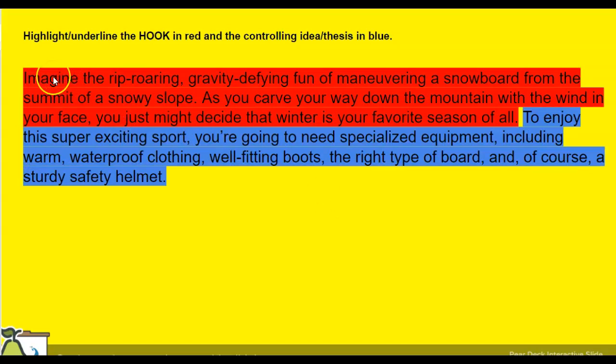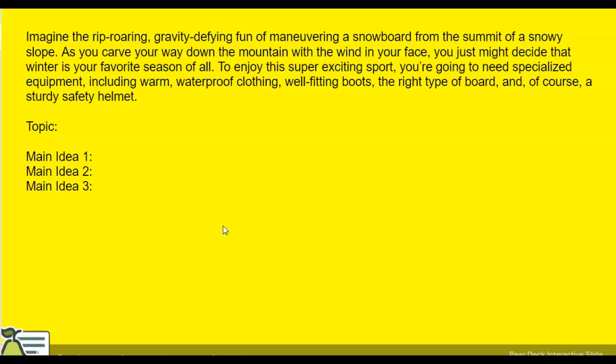If we were to look at the hook, that part is all highlighted in red, and the controlling idea is all highlighted in blue. In this case, what is the topic of this paragraph? It's the same paragraph as before. What's the topic? What are the main ideas? Remember, you can find those in the controlling idea.